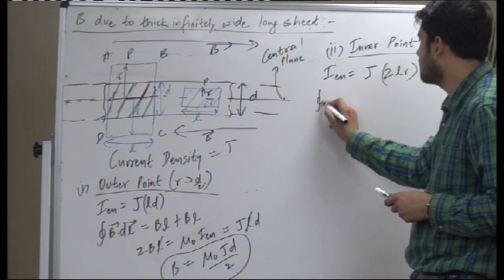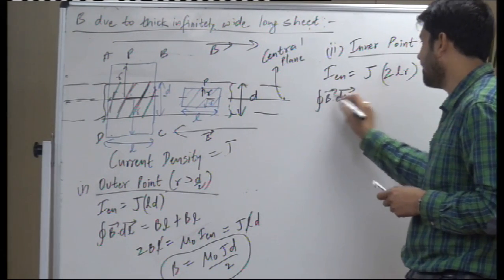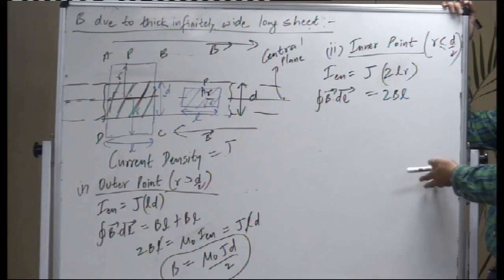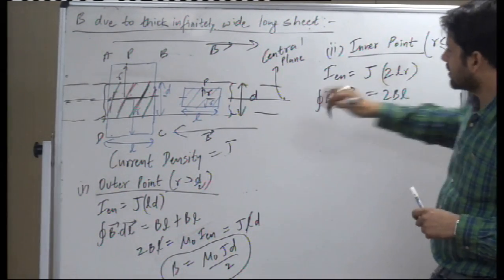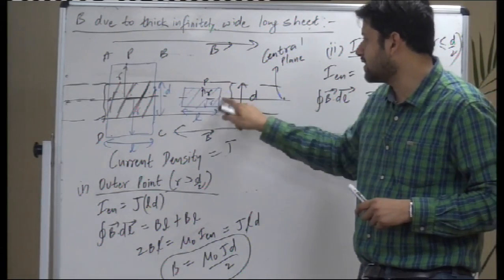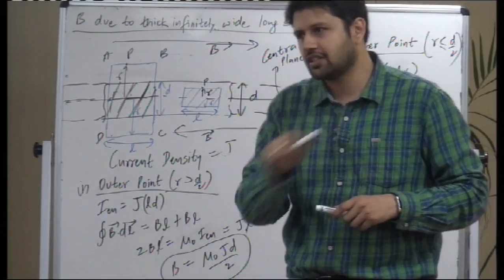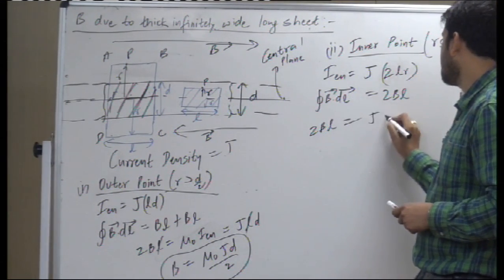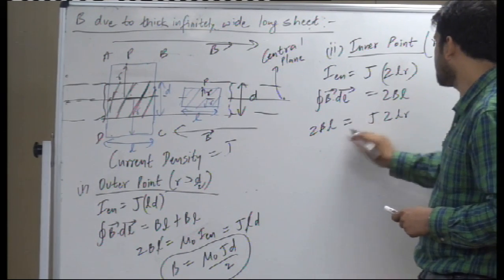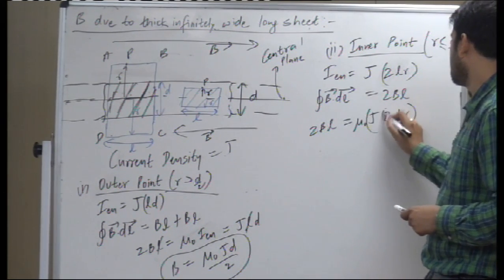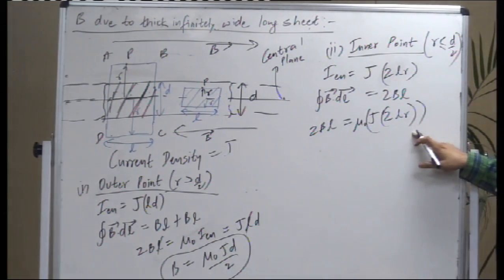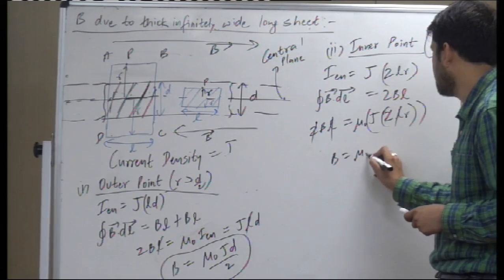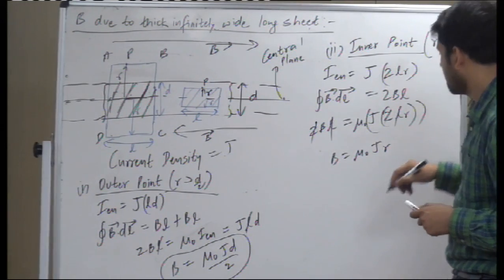Again this closed loop integral. This time I won't explain, this is maybe the 4th time. Again it will be 2BL. For vertical sides, this would be 0. For horizontal sides, this would add, just like the previous case. So 2BL is mu naught into the current enclosed, J2LR. So L cancels, 2 cancels, and B is what? Mu naught J R.